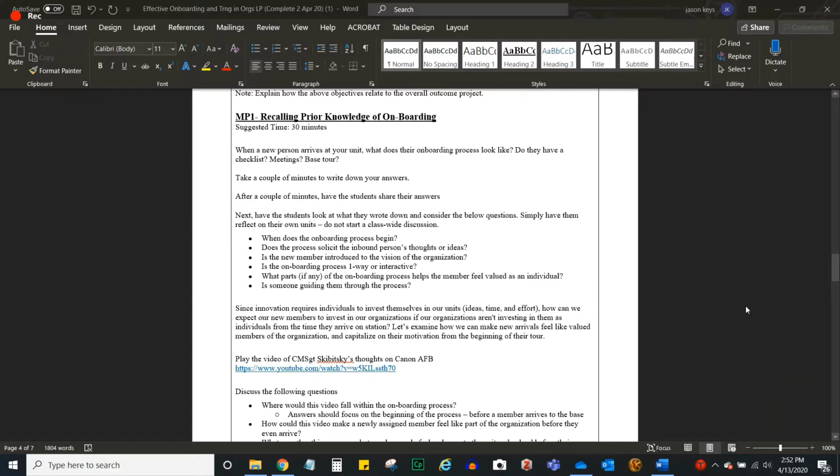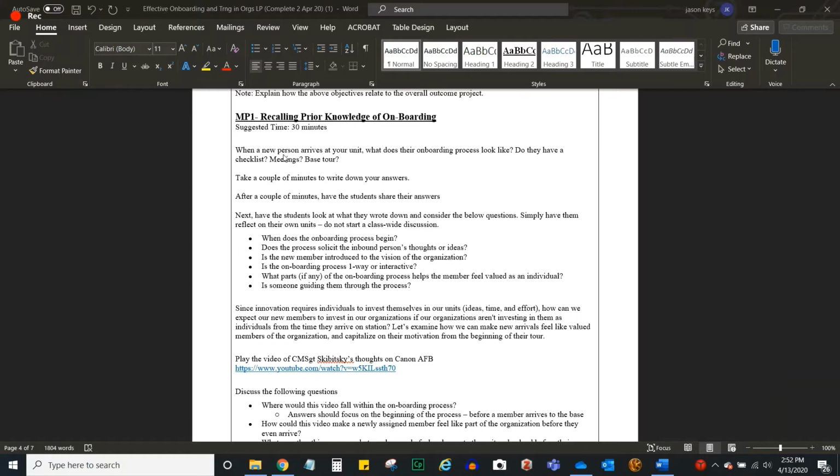So for the first main point, what you're going to do is you're going to have the students just take about 30 minutes and you're going to use this to recall information that they already have on onboarding. And so what you're going to ask them is, when a new person arrives at your unit back home, what does onboarding look like? Is there like a checklist that they're given? Is there meetings they have to attend?